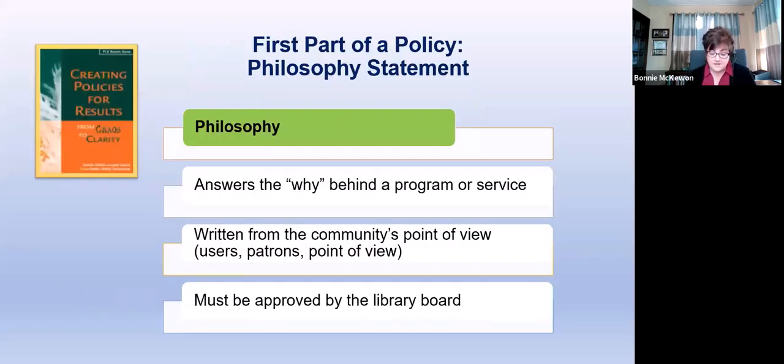Again, the book Policies for Results suggests that policy writing should really begin with a discussion about service philosophy. Why does the library provide a service or offer a program? That discussion lays the groundwork for what follows.